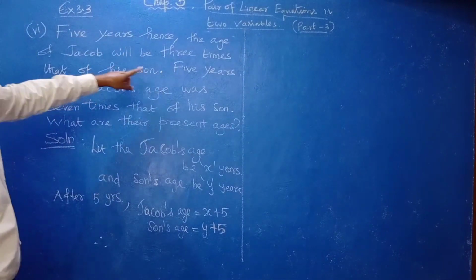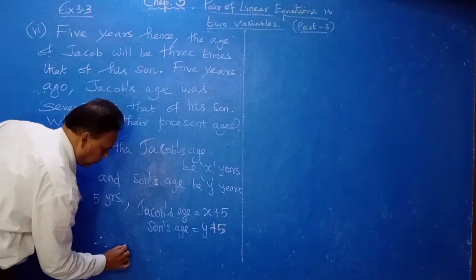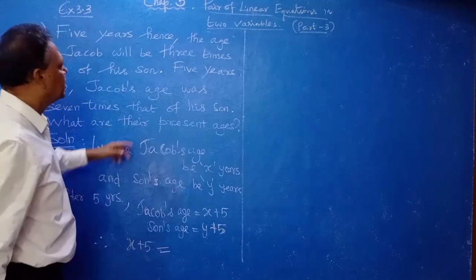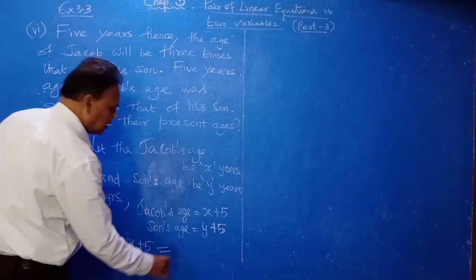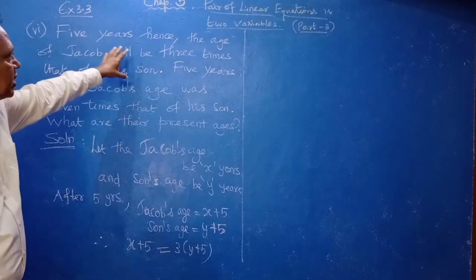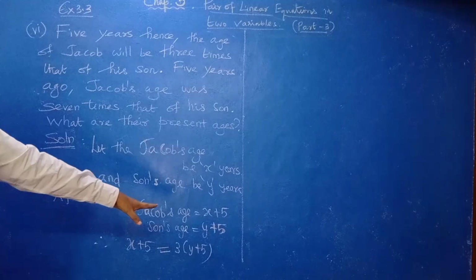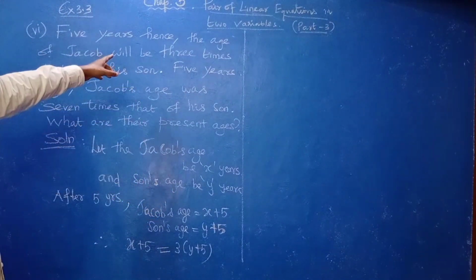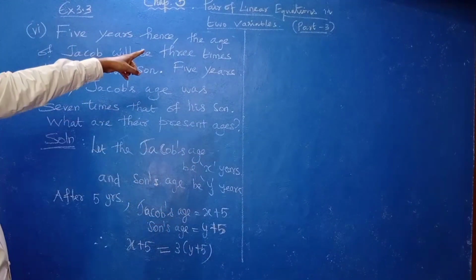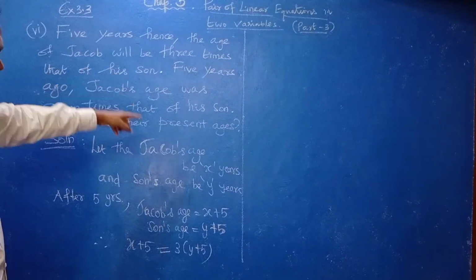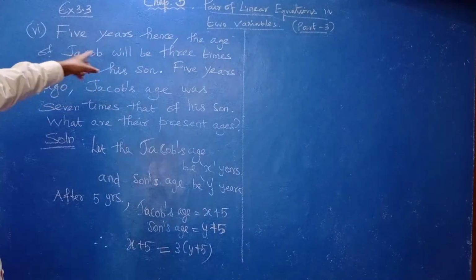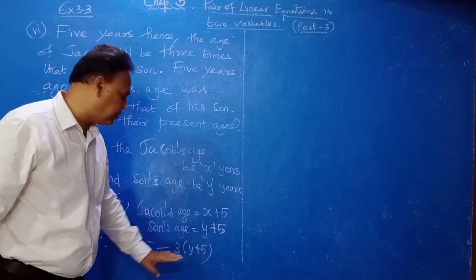So after 5 years, the age of Jacob means x plus 5. You write: will be means equal to. Will be 3 times that of son's age, that means 3 into son's age. So you have to see the statement and accordingly write the mathematical statement. First find both ages after 5 years, then come to the statement. The age of Jacob will be, equal to symbol, 3 times that of his son means take son's age and multiply with 3.